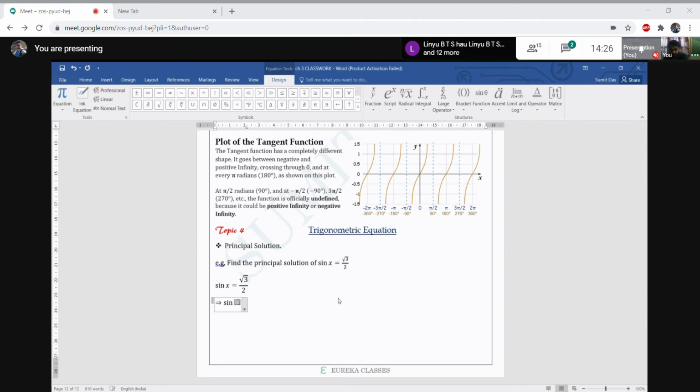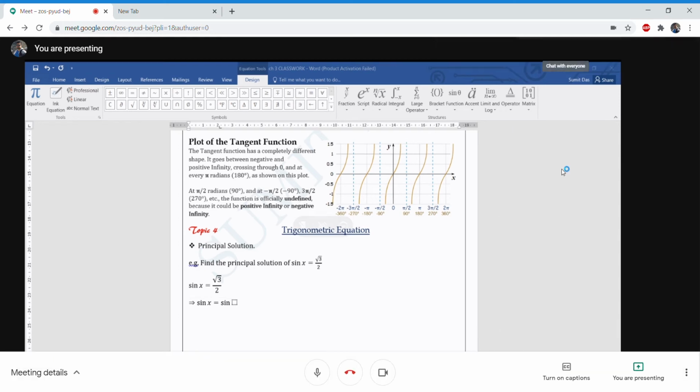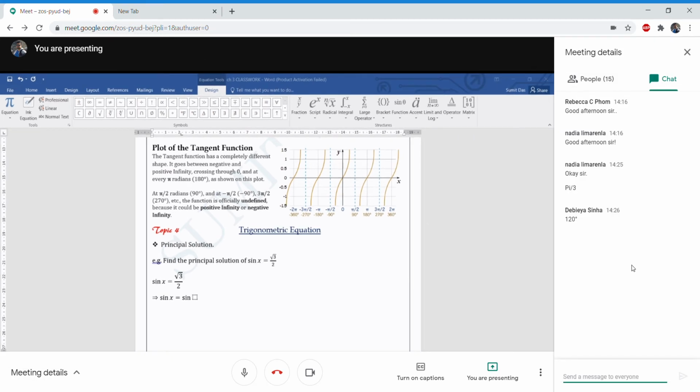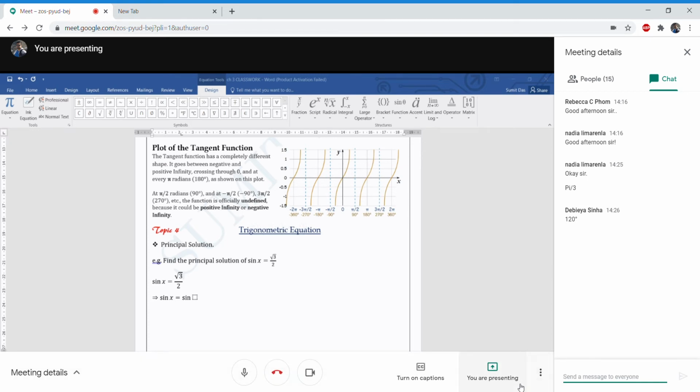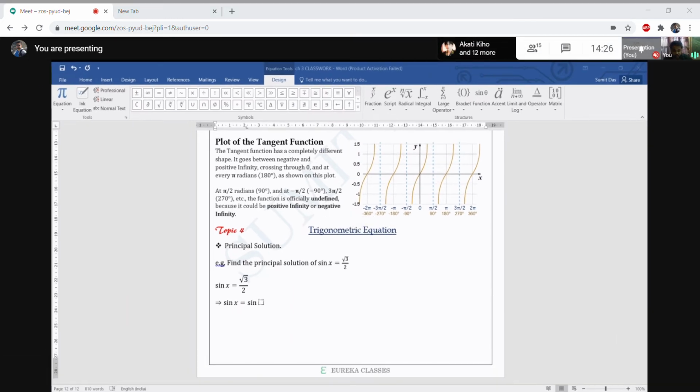First, from the chart, let me know which value will give you sin x equal to root 3 by 2. Okay, pi by 3. There is a contradiction. One is saying pi by 3, which means 60 degree, and that's correct. Another one is saying 120 degree. Sin 120 degree. Okay, fine.